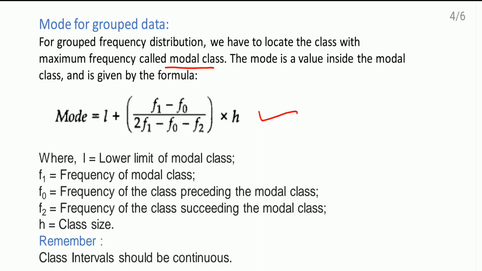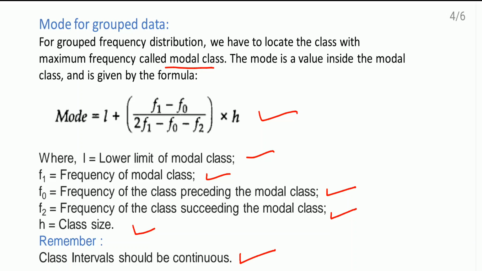Now let us see what all these are. L means the lower limit of the modal class. F1 is the frequency of that modal class. F0 is the frequency of the class preceding the modal class. F2 is the frequency of the class succeeding the modal class. And H is the class size. Remember one thing, class intervals should be continuous, very important.